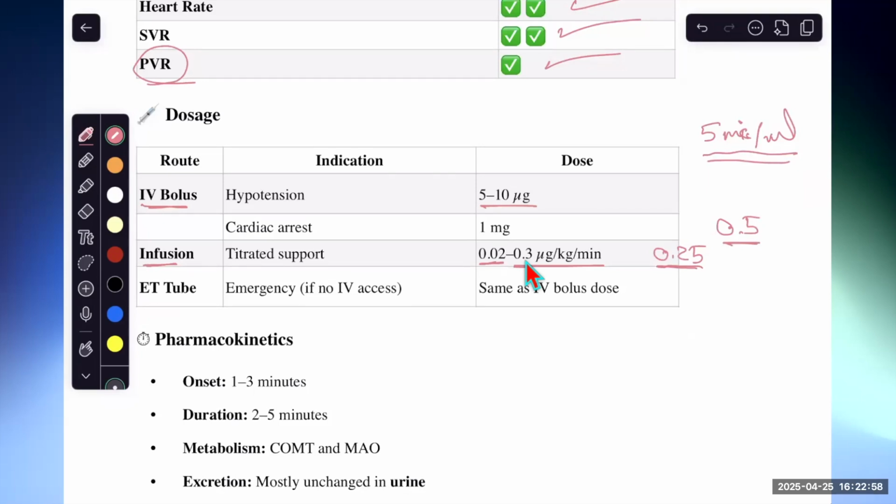Can you put it in the intratracheal tube? Yes, in an emergency if you don't have IV access, the same as the IV bolus, 5 to 10 mils.